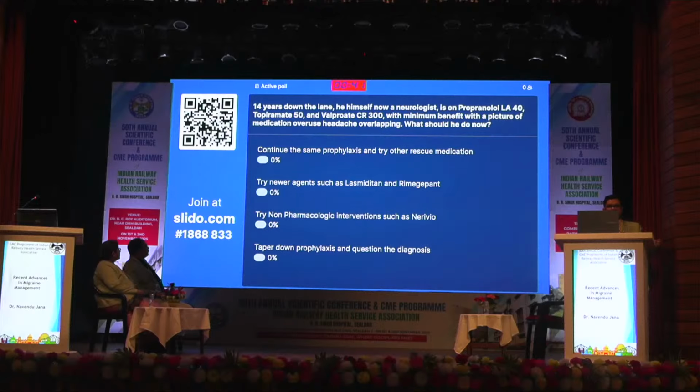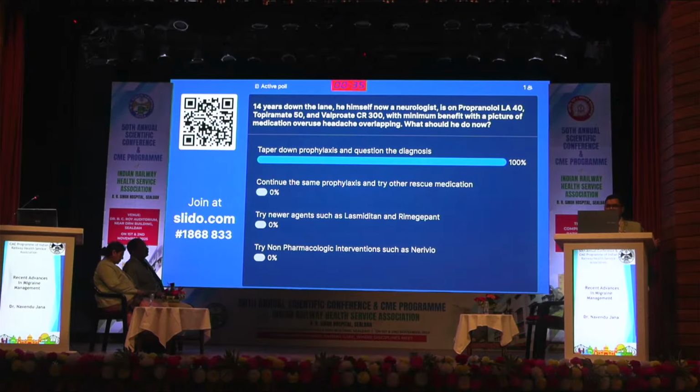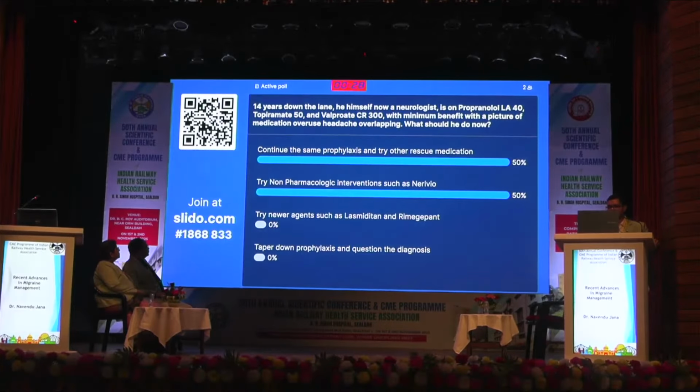Continue the same prophylaxis and try other rescue medications, because we all know that nimesulide is not a very good drug to be on. Okay, continue the same prophylaxis, taper down prophylaxis and question the diagnosis. Try newer agents such as lasmiditan and rimegepant. No one wants to try newer agents. And taper down prophylaxis and question the diagnosis. So we have 50-50 here.